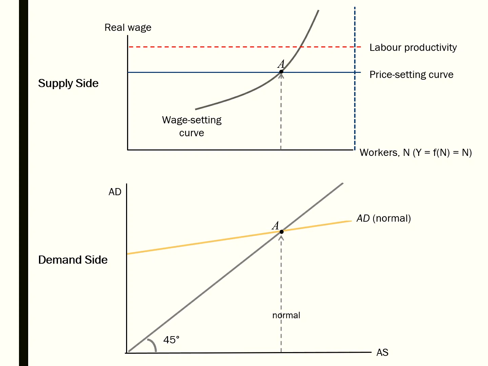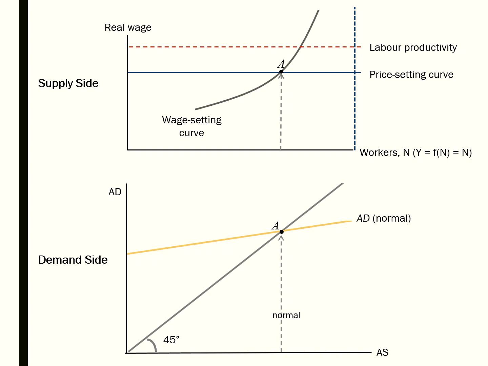The price setting curve is describing when the firms are optimized. So every point on this horizontal line is an optimal choice for the firm. If you want to know why this is horizontal, you can go back to the textbook, unit 9, to understand that. And at the same time, the workers have to optimize, and that is summarized by the wage setting curve.